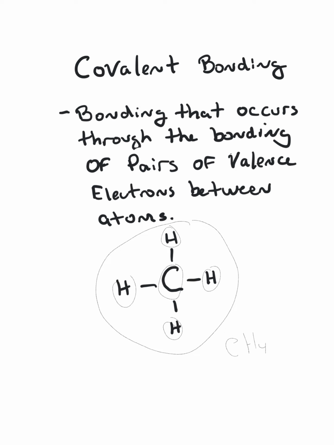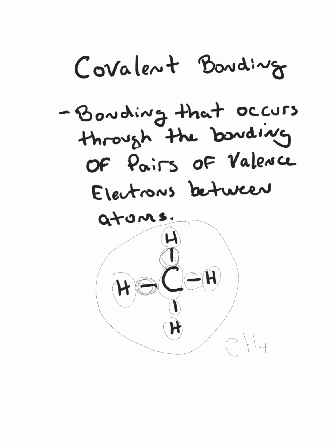You can see there's one carbon here, and there's four hydrogens. All these four hydrogens are bonded to the carbon. The line between them indicates that there's a pair of valence electrons being shared between those two atoms. So there's two electrons being shared between the hydrogen and carbon. One of those electrons is from the carbon, and one electron is from the hydrogen.